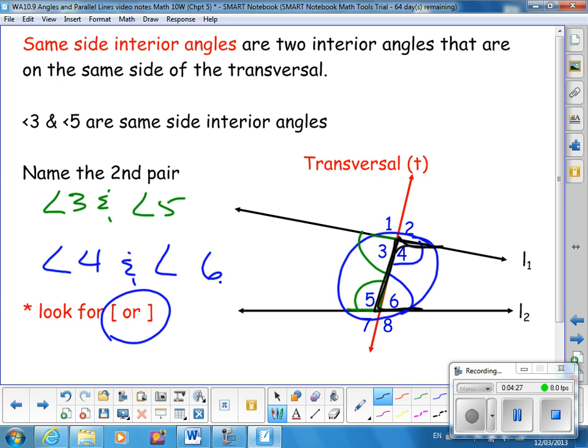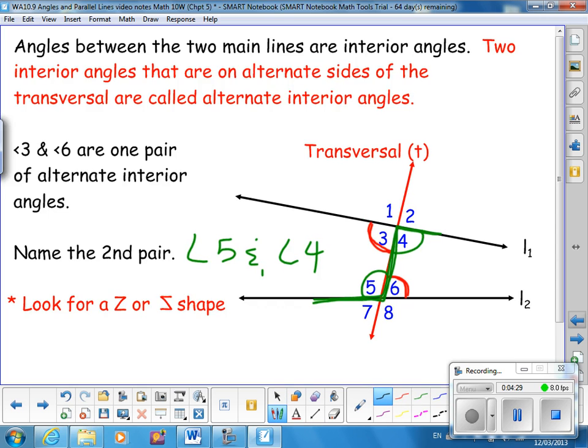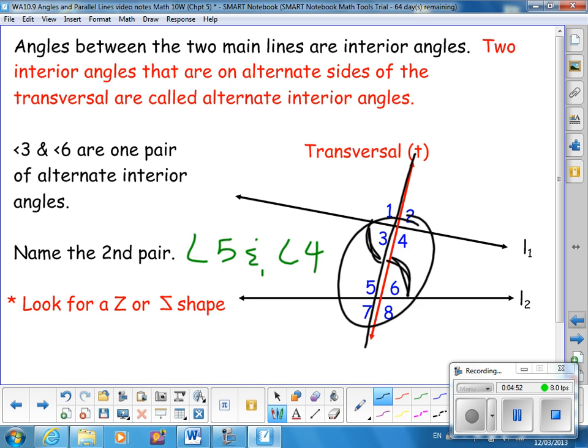I think I just skipped a slide. So we'll skip back to here. Angles between the 2 main lines are called interior angles. 2 angles that are on an alternate side of the transversal are called alternate interior angles. So let's take a look at this one. Here's the transversal. These are our interior angles. 3 is on one side of the transversal. 6 is on the other side of the transversal.